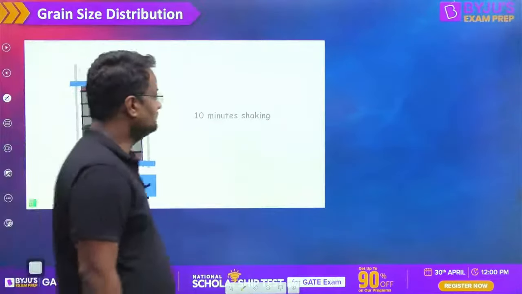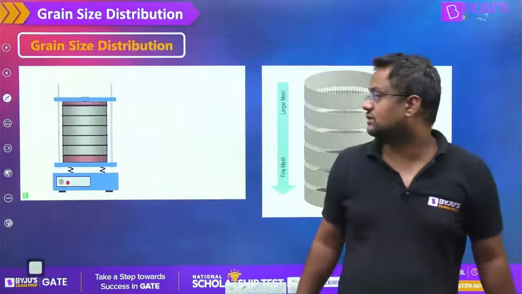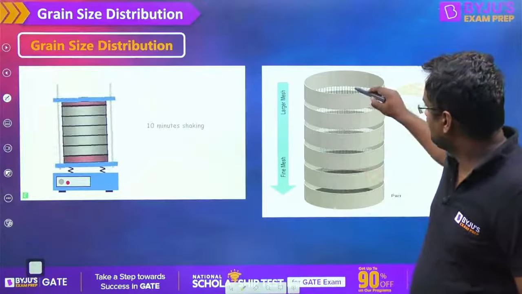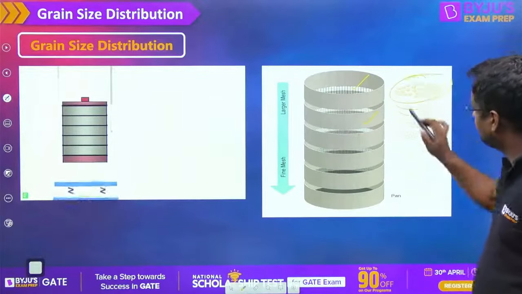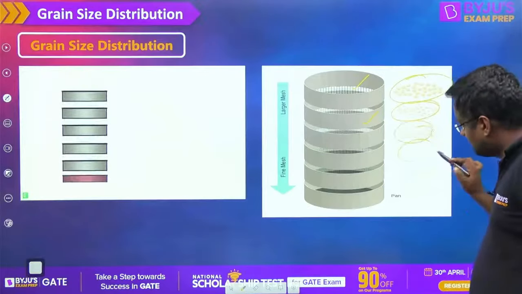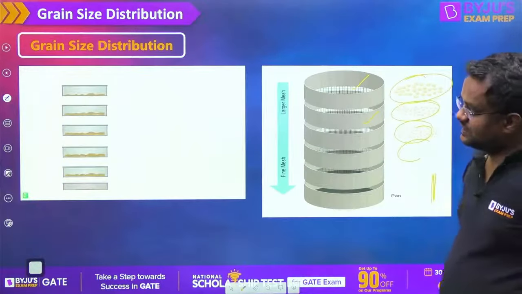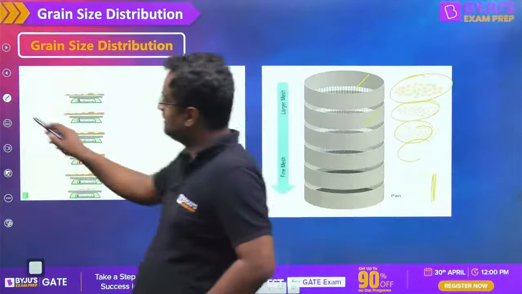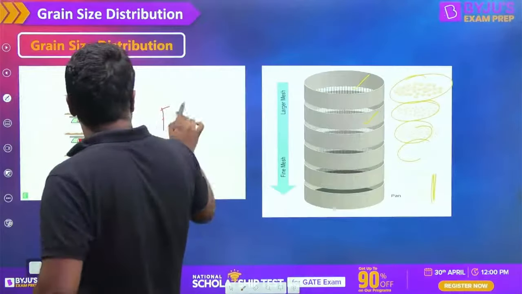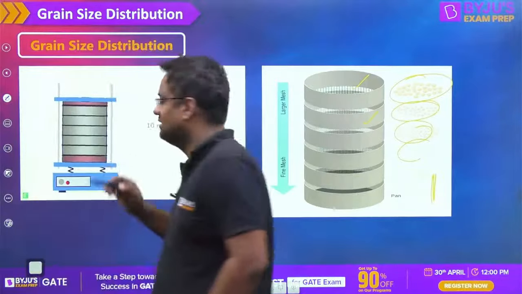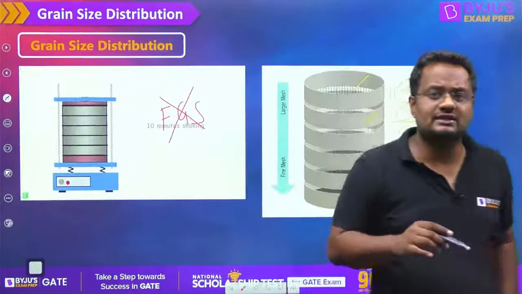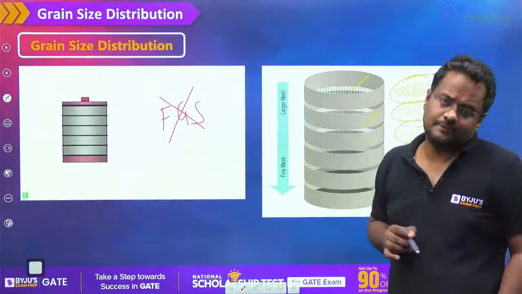Now there are in total 11 sieves. The larger sieve is at the top, where larger particles will be retained, then smaller, and then very small particles are retained below. Now let me tell you one more thing: this is irrelevant for fine grain soil. For fine grain soil, the sieve analysis is irrelevant.